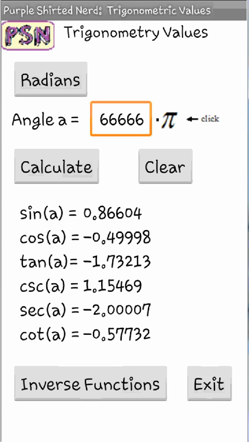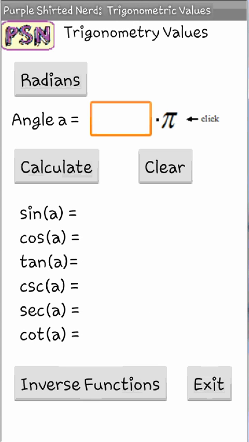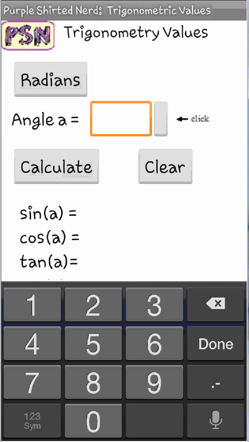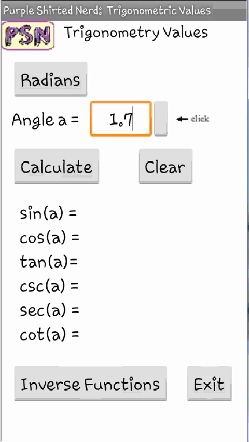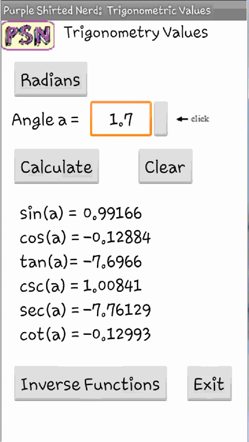Let's take a look at the option with the times pi turned off. So let's go ahead and enter a radian measure of 1.7, which would put us somewhere in the second quadrant. And we calculate this. And there we go. If you notice the sine is very close to 1, that's because we're pretty close to 90 degrees right in here, and we've just moved into the second quadrant.